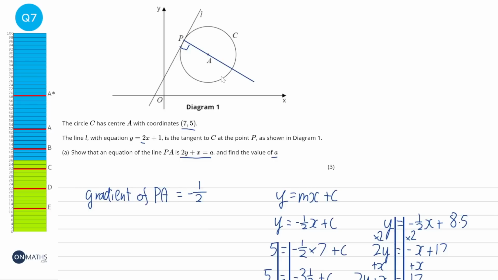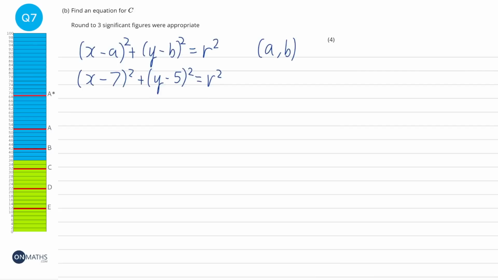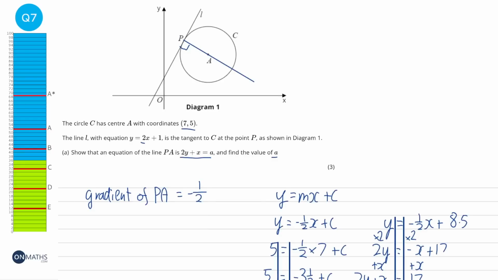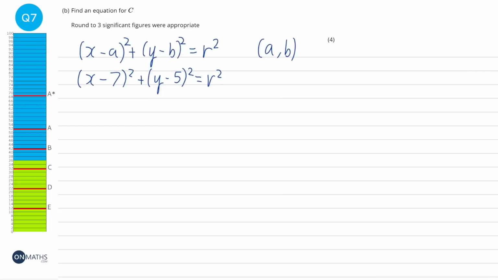Now to find the radius, we need to find the point P, because we've got point A. If we find out point P, we can then use Pythagoras to find out the length of the radius. So we need to find the coordinate for point P. Now to do that, it's the intersection between line L and line PA. And what we can do is put the two equations equal to each other and find out what x and y are at those points.